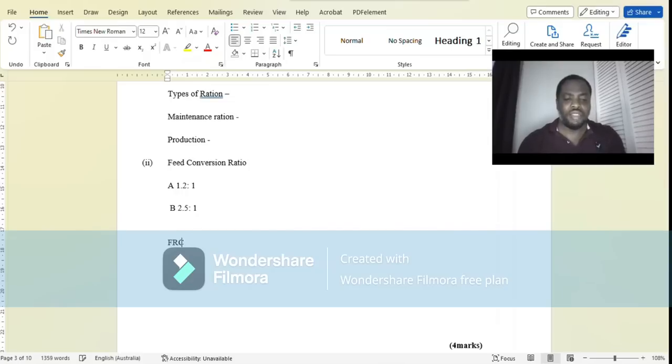Now, feed conversion ratio can be calculated. So FCR is calculated by the total feed consumed by the animal divided by the total weight gained. Once you get that figure, it is representing what kg is needed to gain 1 kilogram of weight. So let me just indicate the formula here.